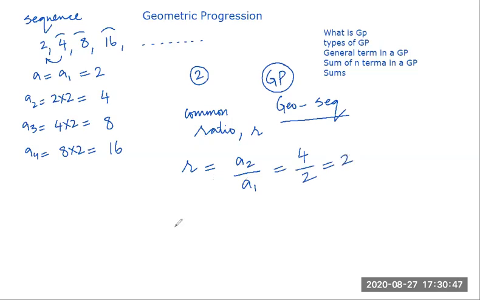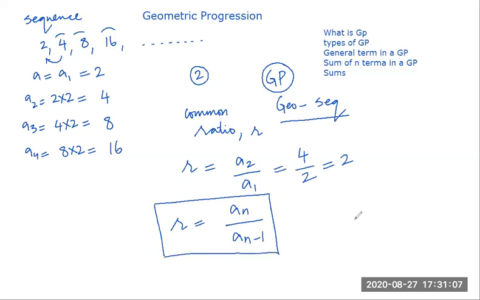So what is the general formula for common ratio? It is an, that is nth term of geometric progression, divided by the term preceding an, that is a n minus 1. This is the formula for common ratio in geometric progression. Now students, such a sequence is known as GP. Such a sequence may be finite GP or infinite GP.